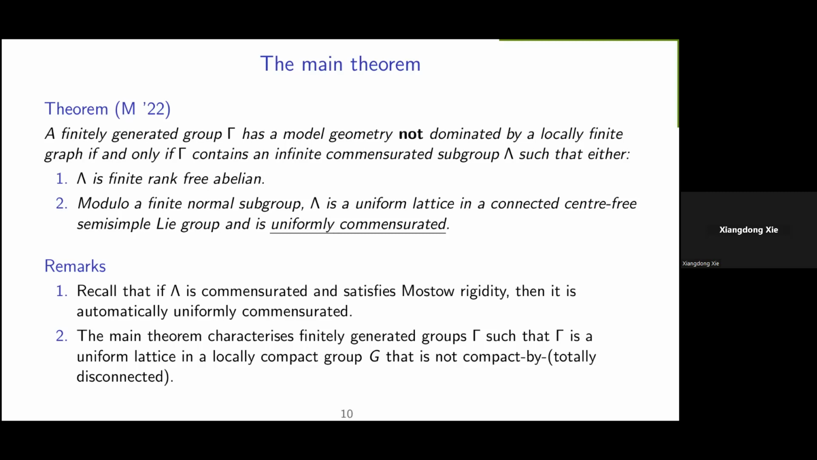You still have a question. Which semi-simple Lie group has a uniform lattice that is uniformly commensurated in some group gamma? I think generally, you can always take gamma to be lambda. Okay, that makes sense. Thanks. Sorry, I stated the main theorem ambiguously. We want lambda to be uniformly commensurated in gamma, and also a lattice in a semi-simple Lie group.